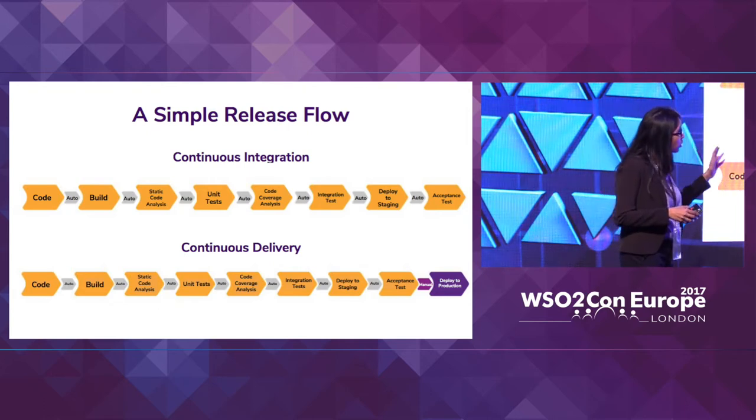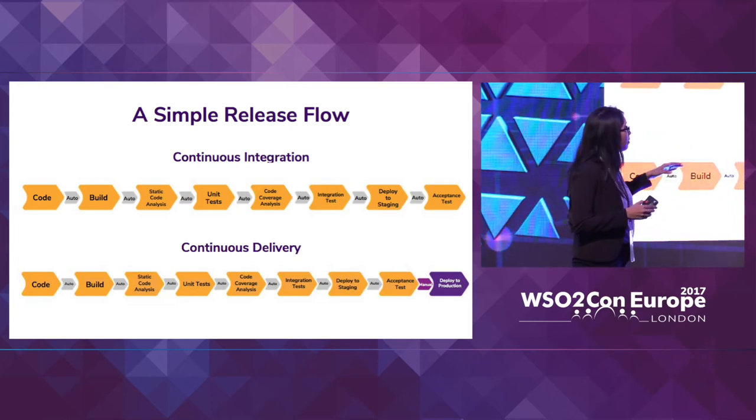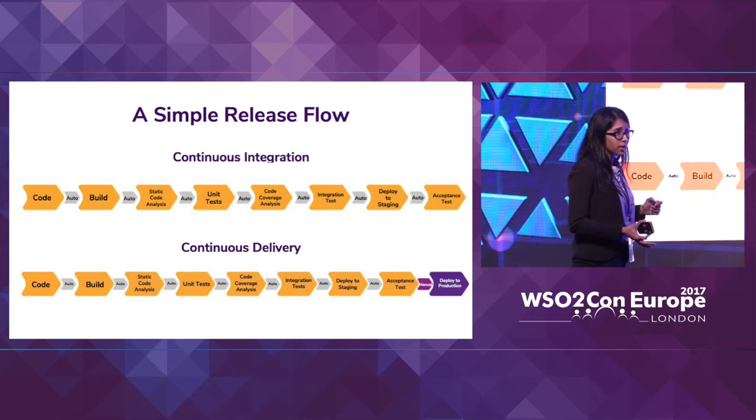When you're deploying into production, that process is manual. The reason I'm emphasizing this is that I'm going to cover continuous deployment next. So here there is some sort of authorization or approval required to deploy into production.